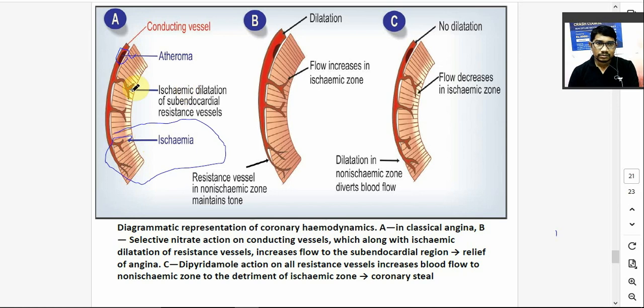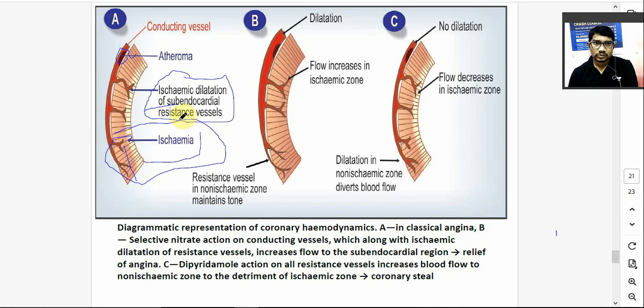Ischemic dilation of subendocardial resistance blood vessels. Small arterioles are called resistance blood vessels, so dilation will happen here. Why? Dilation happens to give more blood supply. But the area which is away from this block will develop ischemia, right?